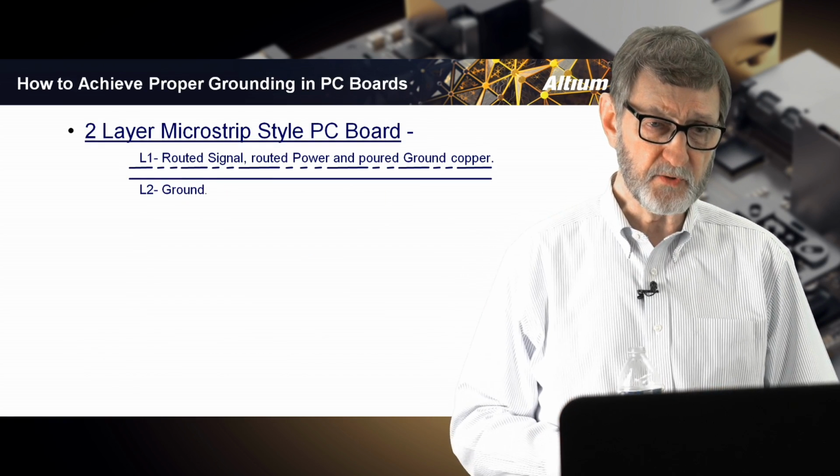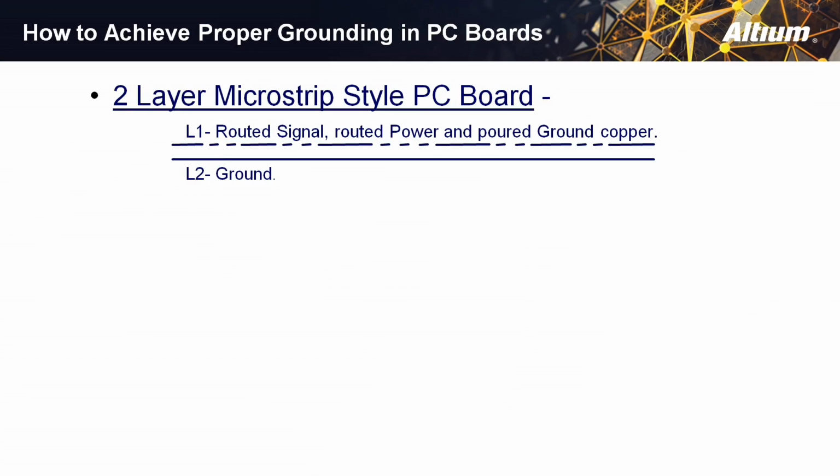This is a picture of a side view of a circuit board showing a ground plane on layer 2. This is the way the RF world would design what they call a microstrip board. There would be a ground plane on layer 2, signals routed on layer 1, and power routed on layer 1. All of the open area around the signals and power would be poured with ground copper and attached with multiple vias to the ground plane.